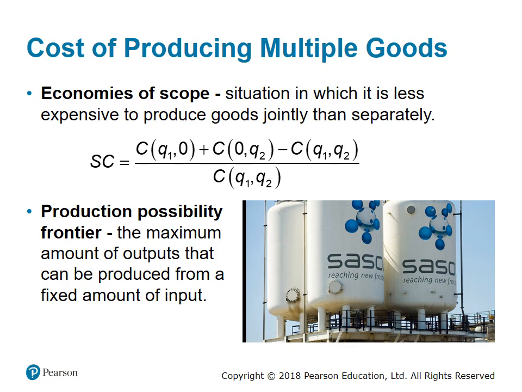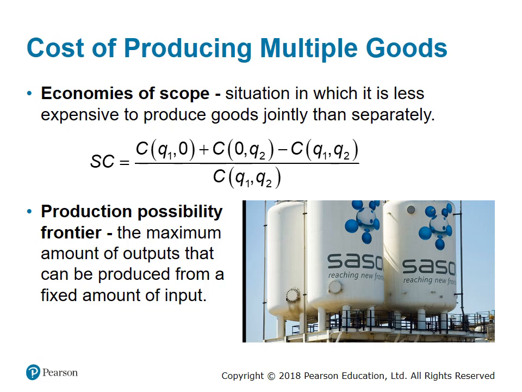In general, if goods are less expensive to produce jointly than separately, we refer to the firm enjoying economies of scope. A measure of the degree of economies of scope for a manufacturer of two goods is shown here. C(Q1, 0) is the cost of producing Q1 units of the first good and none of the second good. C(0, Q2) is the cost of producing Q2 units of the second good and none of the first. C(Q1, Q2) is the cost of producing both goods jointly.